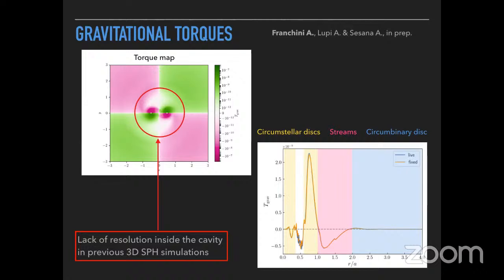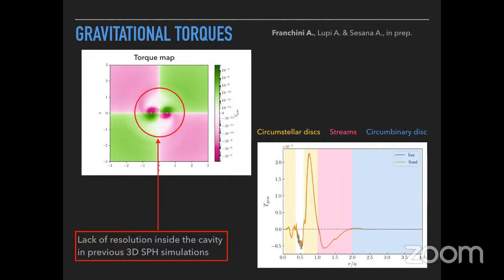Then you have the streams, which are the two streams of material that leak from the circumbinary disk and form the mini disks, and that contributes a negative term. And then you have the so-called mini disks, or as I like to call them, circumstellar disks, which exert a strong positive torque on the sinks.